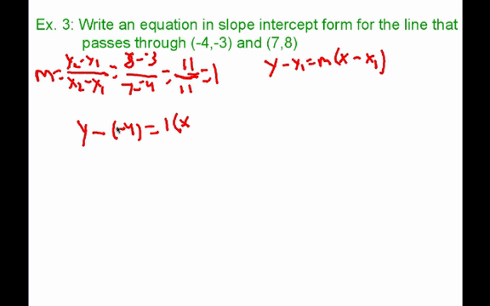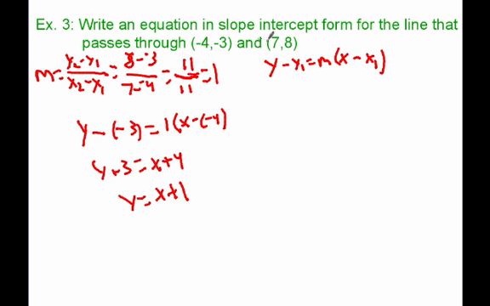Oops, I don't know why I put negative 4. That should be negative 3. X minus negative 4. That gives me y plus 3 equals x plus 4. Y equals, if I subtract 3 on both sides, x plus 1.